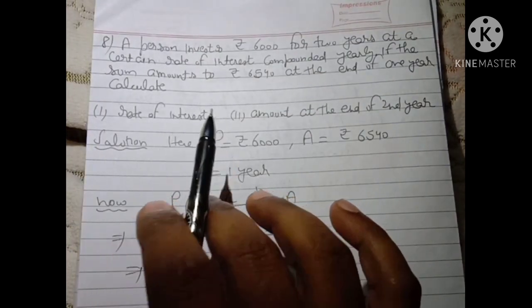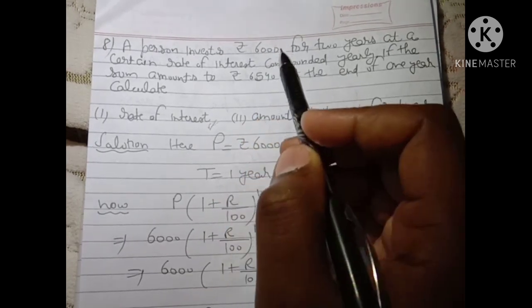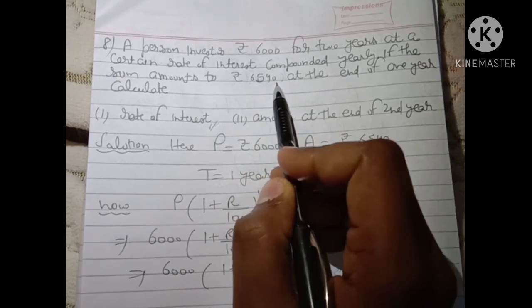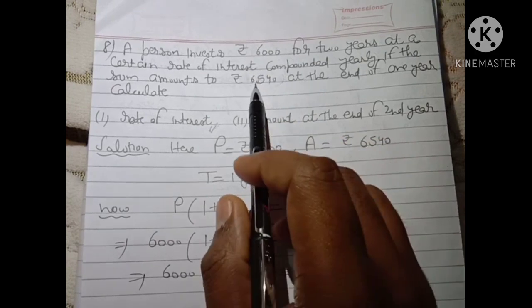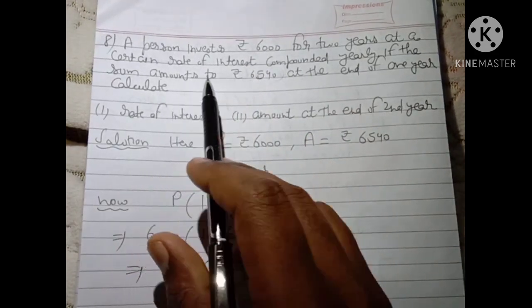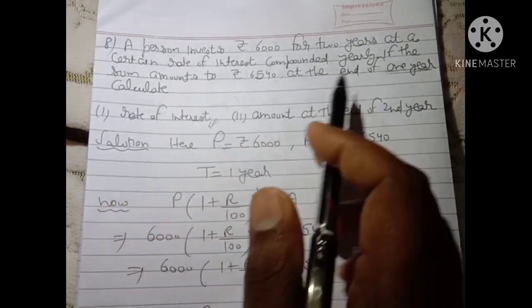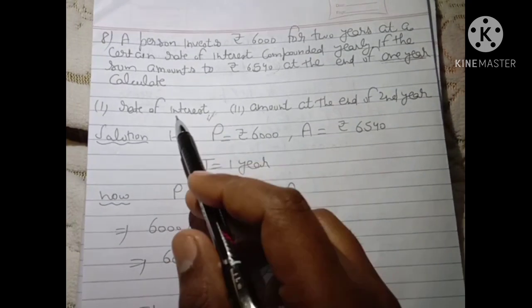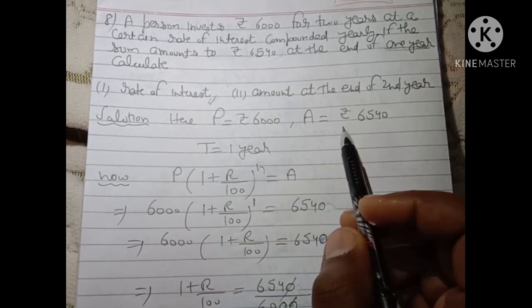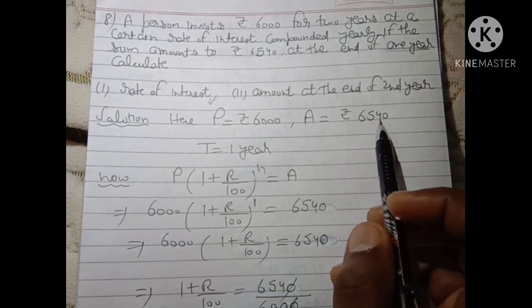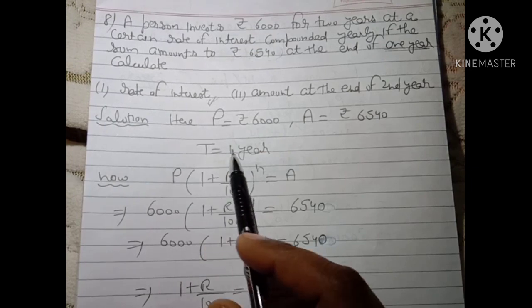So in this sum we have to find out the rate of interest. You can see the principal is given, that is 6,000, and the amount is given, that is 6,540. But this amount is of 1 year, meaning this amount is at the end of the first year. It was given, you can see, the sum amounts to 6,540 at the end of the 1 year. With the help of these values we can find out the value of the rate of interest. The principal is 6,000 and the amount is 6,540, but this amount is at the end of the 1 year, so you have to take the time period of 1 year.